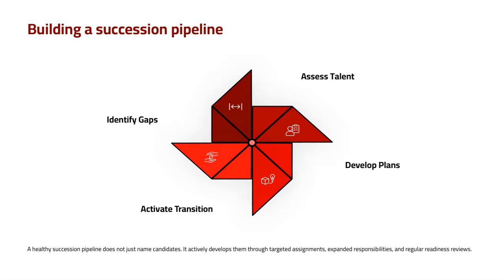Building a strong succession pipeline starts with identifying gaps in our leadership and talent pool. Next, we assess the potential and readiness of our people to fill those roles. From there, we develop personalized plans to prepare these individuals through targeted assignments and expanded responsibilities. Finally, we activate the transition by ensuring a smooth handover of duties. Remember, a healthy succession pipeline doesn't just name candidates. It actively nurtures and develops them through regular readiness reviews and meaningful development opportunities. This approach ensures our organization is always ready for the future.